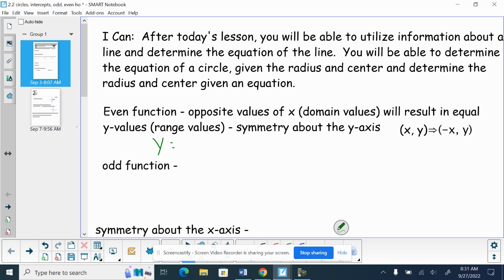Now, y equals, it has to be a variable of x. x squared. y equals x squared. If I would square 2, that's 2 times 2, that gives me 4. If I square negative 2, that's negative 2 times negative 2, I still get 4. y equals absolute value of x. If I put in 2 and I put in negative 2, I still get a y value of 2.